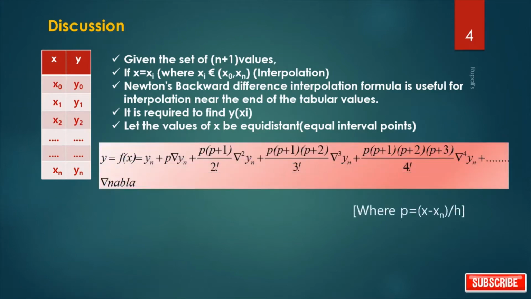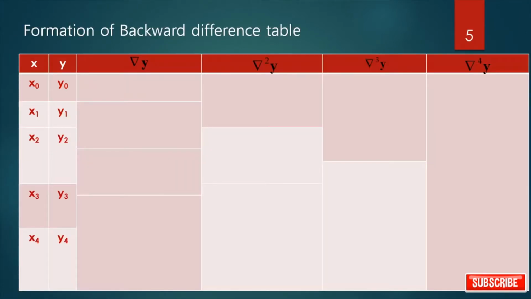The formula is y equals f(x) equals yn plus p into, this symbol is called nabla, p into nabla yn plus p into (p plus 1) divided by factorial 2 nabla square yn plus p into (p plus 1) into (p plus 2) divided by factorial 3 nabla cube yn and so on, where p equals (x minus xn) by h. Formation of backward difference table.